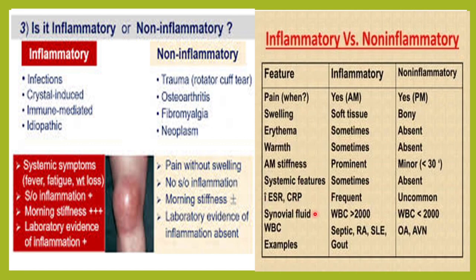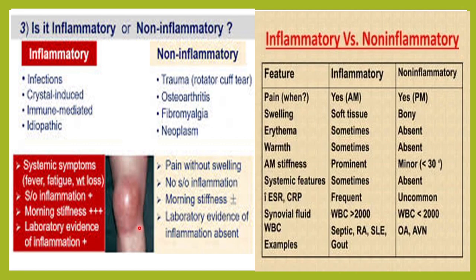So there are markers of inflammation: ESR and CRP are raised. If you take the synovial fluid and examine it, the WBC count will be very high, more than 2000. So the WBC count will be high. All this will happen in inflammatory arthritis, whereas in a non-inflammatory arthritis like osteoarthritis, or because of some neoplasm, we don't get all these symptoms. So this is an inflammatory arthritis, like whenever there is a gouty deposit or because of some infection, etc.